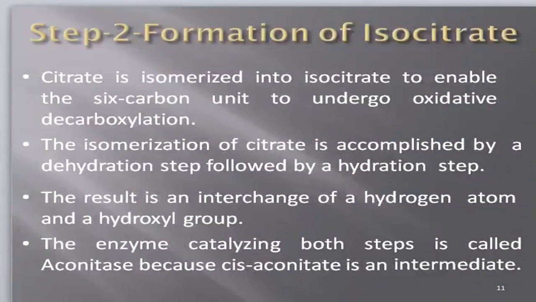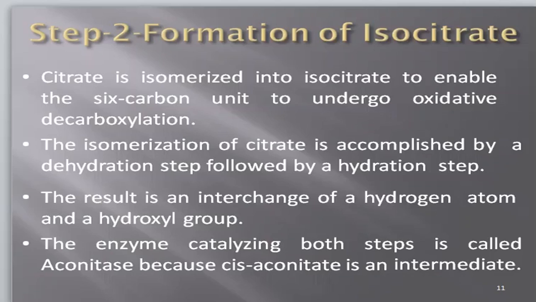Let's move forward to step 2 of the citric acid cycle, that is formation of isocitrate. Citrate is isomerized into isocitrate to enable the 6-carbon unit to undergo oxidative decarboxylation. In chemistry, isomerization is a process which helps the functional groups or reacting groups of the molecule to go near the reactant site so that the chemical reaction takes place easily. The isomerization of citrate, in the same way, helps the citrate molecule undergo the oxidation, reduction and decarboxylation reactions taking place in the TCA cycle.